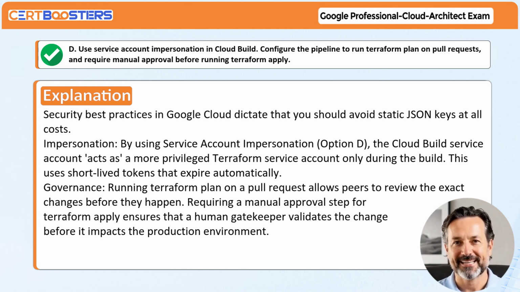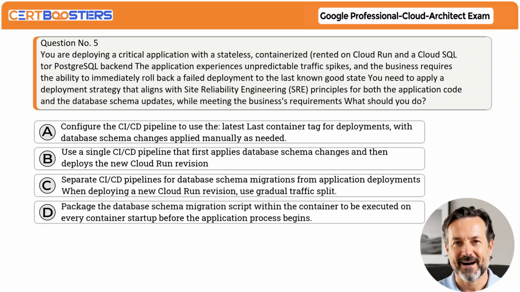Governance. Running Terraform plan on a pull request allows peers to review the exact changes before they happen. Requiring a manual approval step for Terraform apply ensures that a human gatekeeper validates the change before it impacts the production environment.